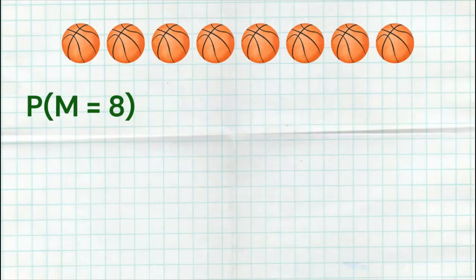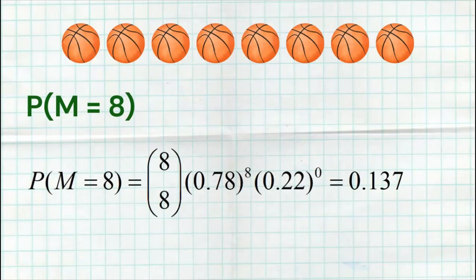All right, and the last one, 8 makes. She makes every single one of them. Well, again, this would be 8 choose 8. 8 shots, all 8 of them are successful. Now, that is only one way that can happen. Success, success, success, success, success, success, success, success.